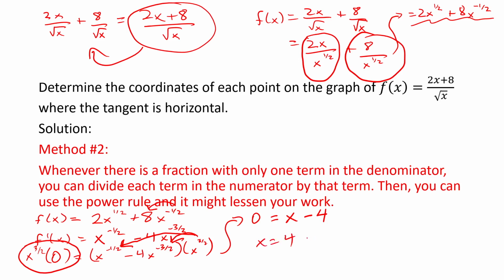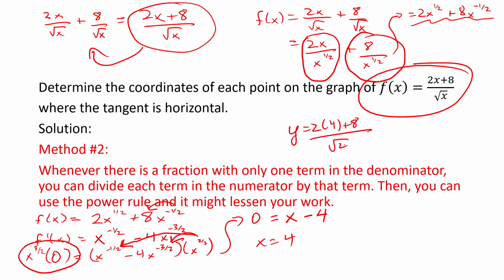And then just like we did the last time, we then have to sub it into this expression to figure out what y equals. So y would be 2 times 4 plus 8 over the square root of 4, and that ultimately equals 16 over 2, which is 8, meaning the point with the horizontal tangent is the point (4, 8).